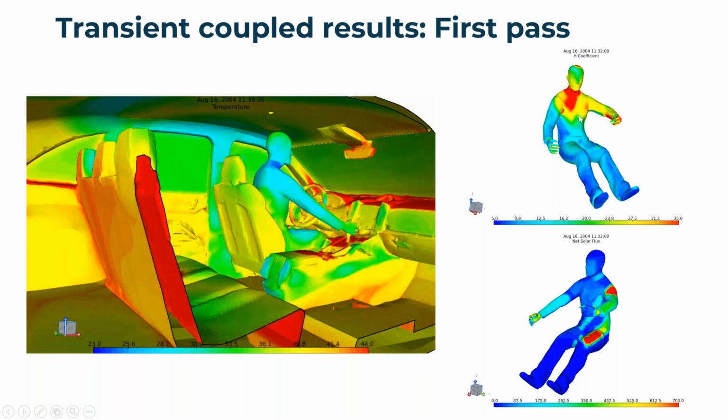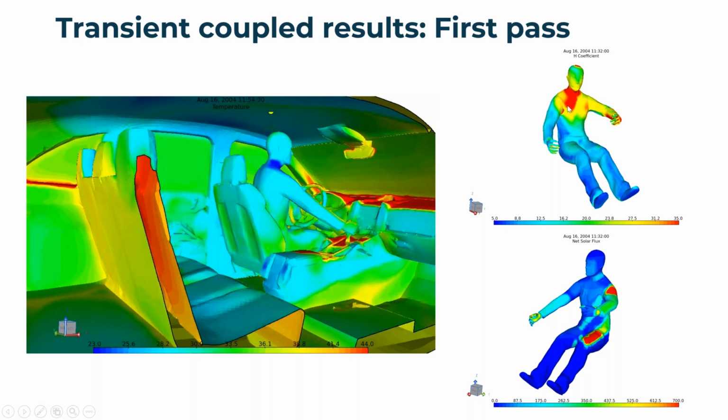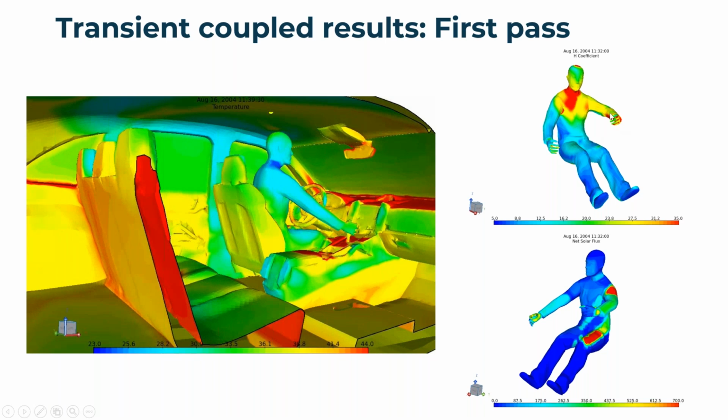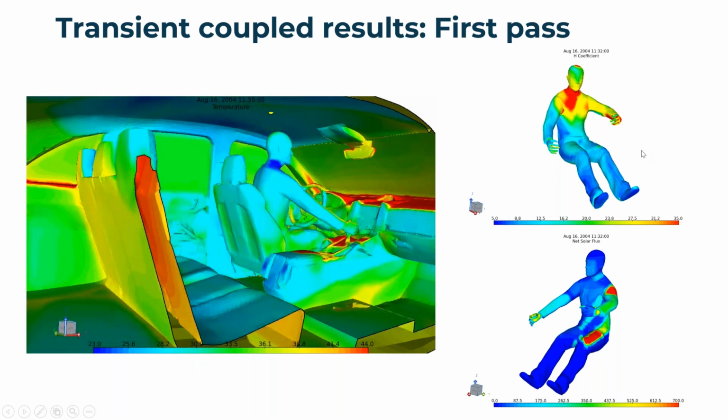The images on the right show the heat transfer coefficients that are being mapped in from CFD. Again, you can see the high heat transfer is around the upper chest, neck area based on where that's aimed, and a bit here on the left hand, which is also directly in that flow.